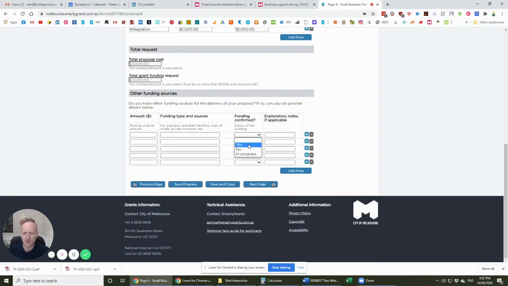Status of funding. It always looks good if you've got the money in hand. So if you say in progress, it adds doubt to your application. So always say yes, that you have the money. Even if you want to use a different form of money in the future, that's fine. You might have $5,000 sitting in your term deposit or in your home loan. You don't need to use that money, but if you say you've got the money, it de-risks the application.